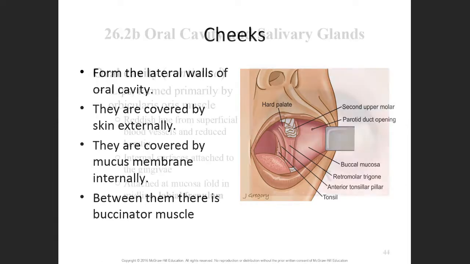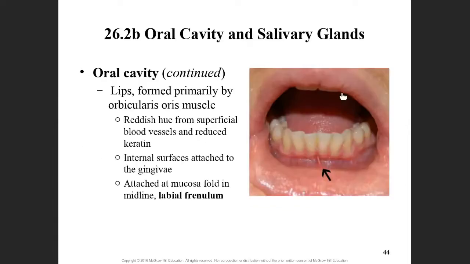The next part is called lips. The lips make the anterior part of our oral cavity, the anterior entrance of our oral cavity. As you see in this picture, the lips have a reddish hue from outside. This is due to the superficial blood vessels, and the skin in this part, specifically the keratin in this part, is very, very thin. So we can see red color on the external surface of our lips.